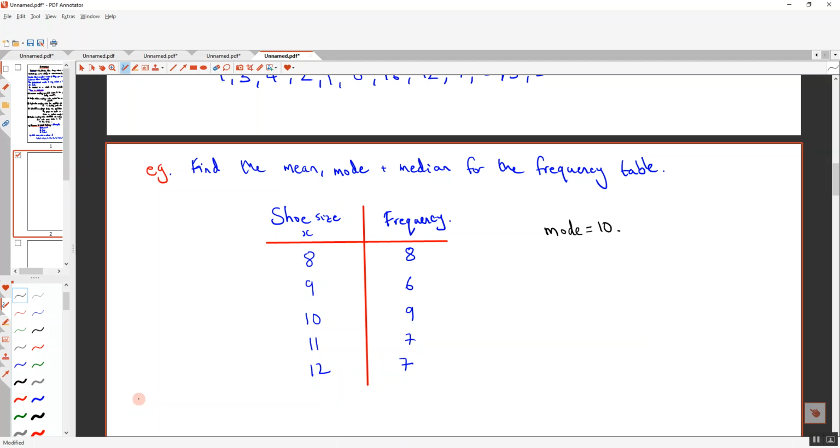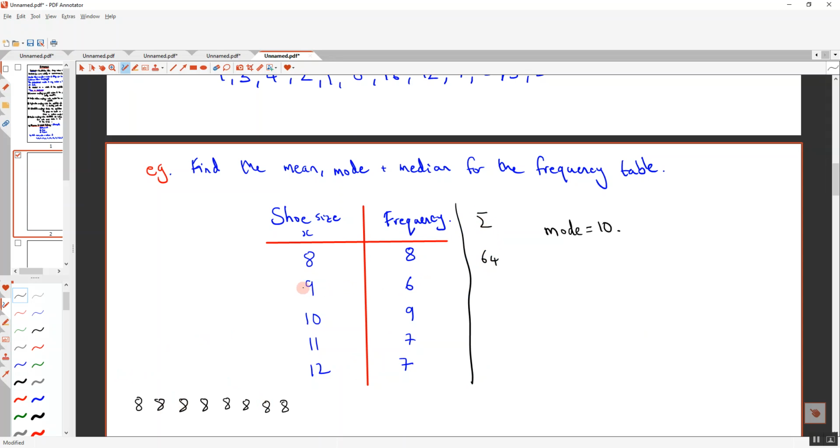So if you think, we've got 8 people with a shoe size of 8, 1, 2, 3, 4, 5, 6, 7, 8. Okay, so 8 people with shoe size 8. What is the sum of that going to be? 8 times 8, which is 64, right?